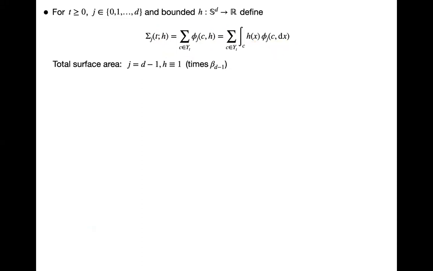And if you don't like this generality, then you can think of a special case. You just take j equal to d minus 1, and you choose your function to be just the constant function 1, and then, up to the normalization where you multiply with a constant, this is just the total surface content of all the cells in your spherical tessellation.